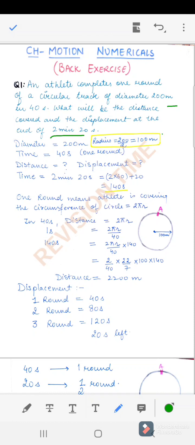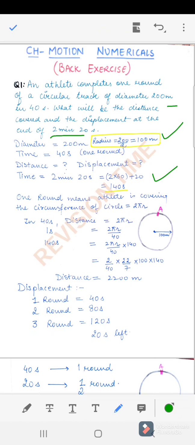We are given diameter, that is 200 meters, and we will convert it into the radius, that is 100 meters. Time we are given 40 seconds for one round. We have to find distance and displacement. Another time we are given 2 minutes 20 seconds, in which we have to calculate the distance covered. We will convert it into seconds.